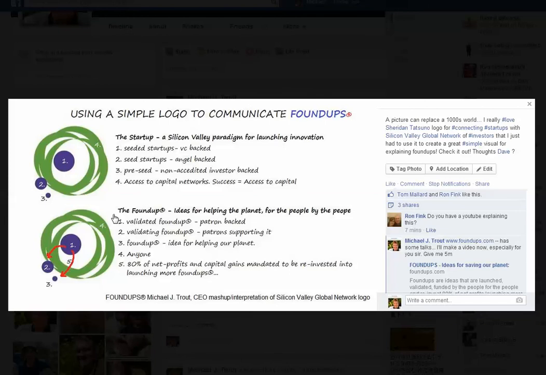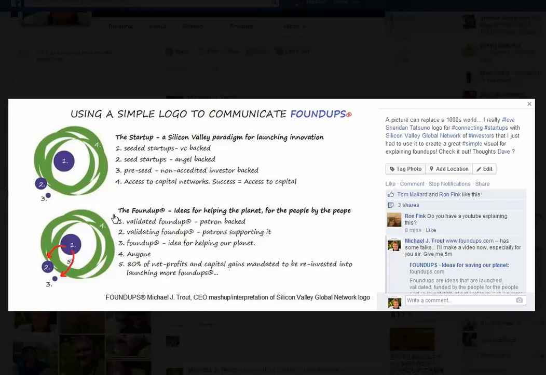A farmer who goes from pesticide to not, to organic. Guess what? He's a FoundUp. They're changing. There can be for-profit, non-profit. 99.99% potentially of FoundUps are going to be basically ideas that are self-supported and supported by a global community.